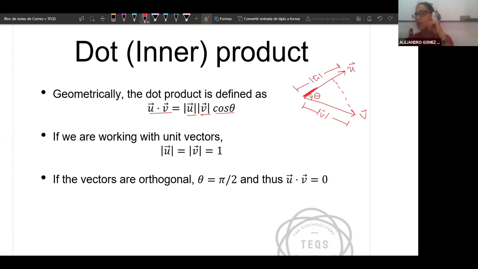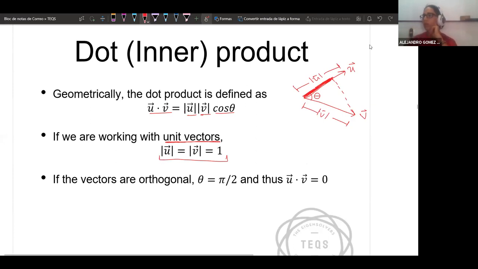So this is going to be the dot product. That's the interpretation. The projection of a vector onto the other one is the geometrical interpretation of the dot product. If we are working with unit vectors, because we're going to work with them, this is just a definition. A unit vector is a vector whose magnitude equals 1. So yeah, this is the definition.